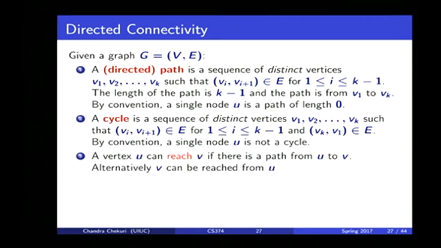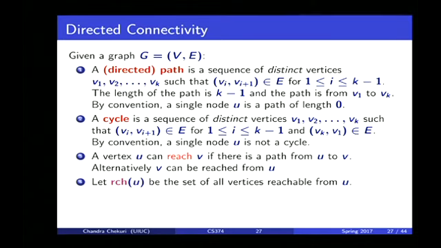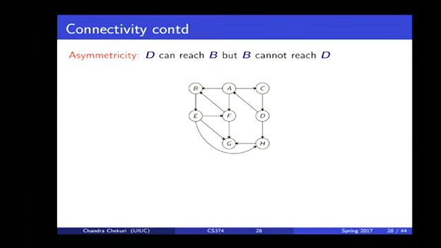Again, we'll think about a walk. And now there is a little technicality: you may be able to reach V if there's a path from U to V, but that doesn't mean V can reach U. So that is asymmetric. We'll use reach of U to be the set of all vertices reachable from U. That is just notation. In directed graphs, the reachability relationship is not symmetric.